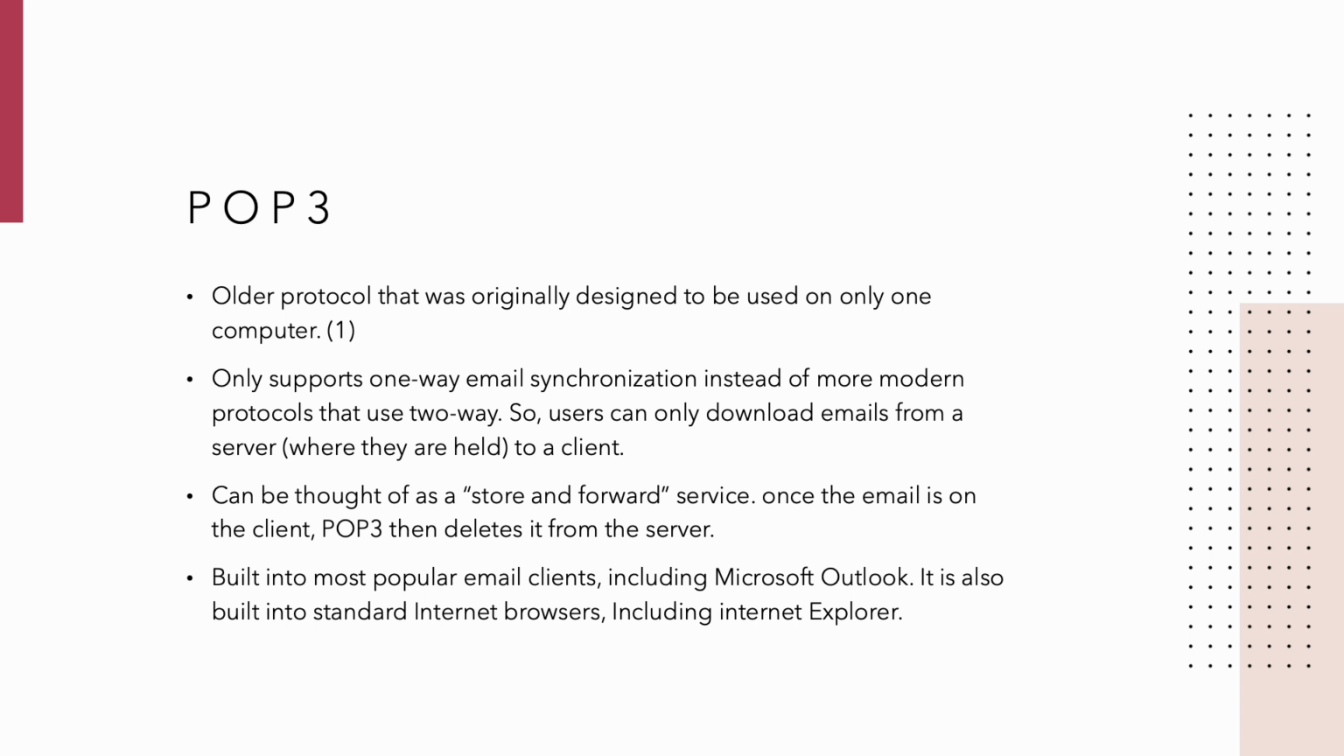POP3 is the older protocol that was originally designed to be used on only one computer. It only supports one-way email synchronization instead of more modern protocols that use two-way. So, users can only download emails from a server, where they are held, to a client. It can be thought of as a store and forward service. Once the email is on the client, POP3 then deletes it from the server. It is built into the most popular email clients, including Microsoft Outlook. It is also built into standard internet browsers, including Internet Explorer.